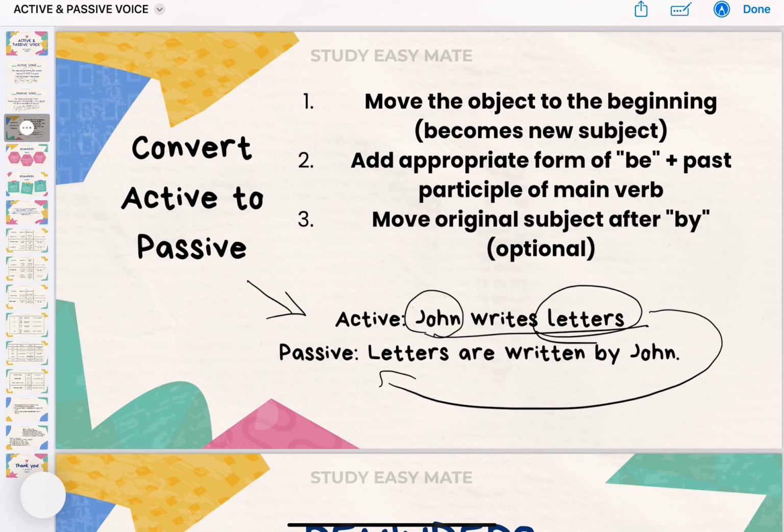Add the appropriate form of be plus the past participle of the main verb. It is not the past tense, it is the past participle of the main verb. So for writes, the participle is written, so the next would be are written. Next, move the original subject after by. This is optional. Sometimes there will be sentences where you don't have to use by. So, letters are written by John. This is an example.